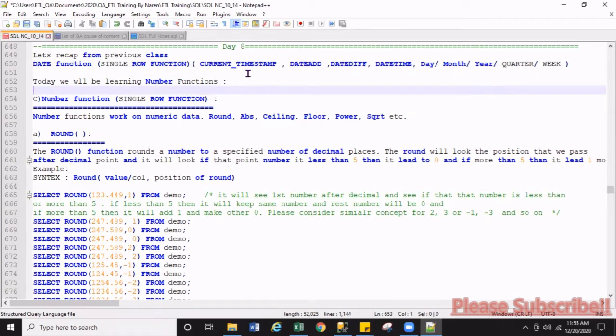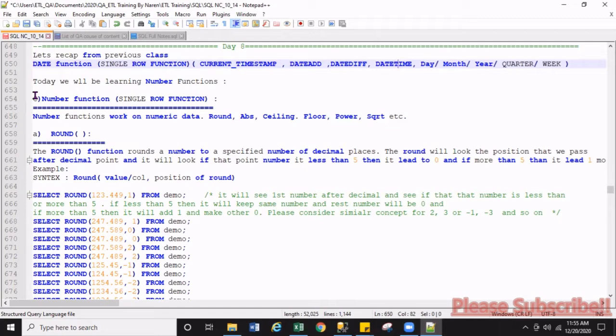So we learned how to find the current date, and how to add to a date. It could be a negative or positive value, like adding or subtracting days from a specific date. We learned to find the difference between one date and another date, which is the date difference. We also learned to find date parts: find a day, a month, a year, a quarter, or a week. That is what we learned about date functions.